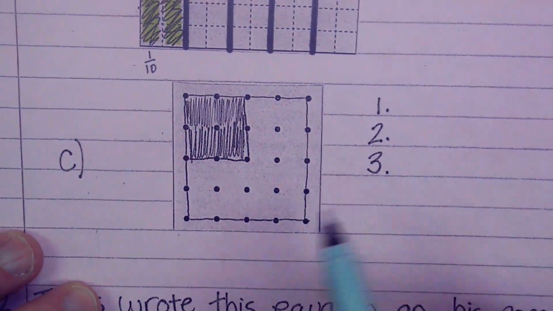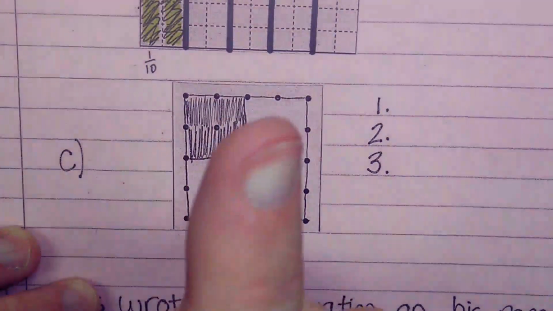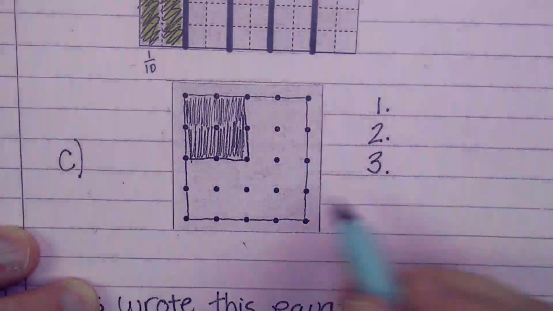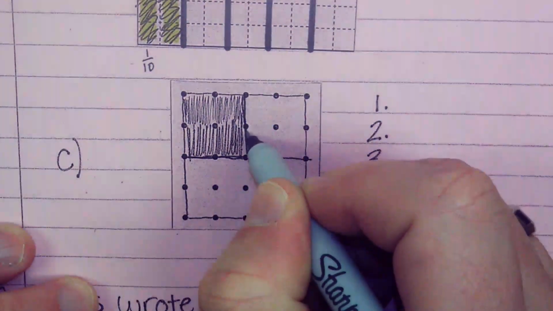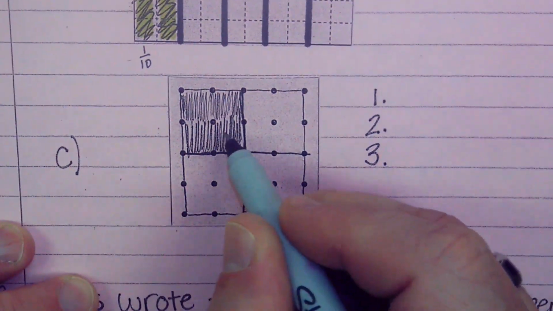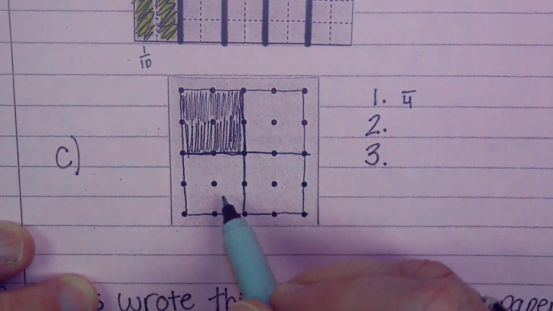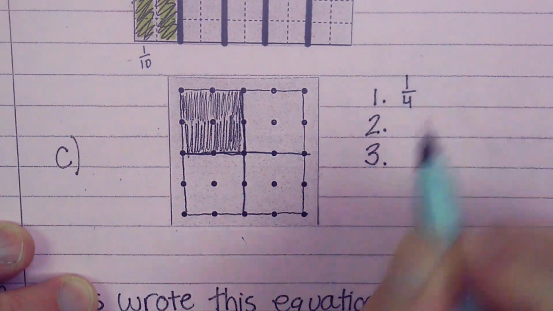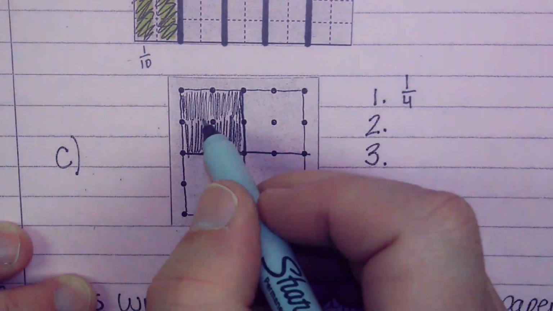We know that when we're looking at a geoboard, that the entire thing represents the number 1. Okay, that's super important. Now, if I look at this, looks like they've sort of split it up into what? 1, 2, 3, 4. Fourths. How many of the 4 are filled in? 1 of them.